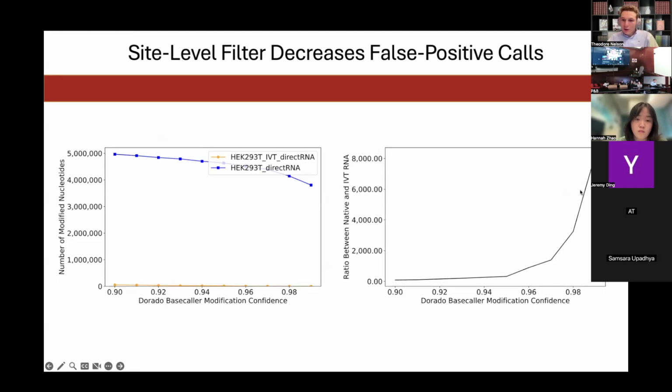And you can see when you graph the ratio, by the time you get to 0.99 you're just under 4 million, but you've got 8,000-fold enrichment of the number of calls in your native library to your IVT library. And that is to the point where you can actually start to look at lower stoichiometry sites and variances and assign them any particular meaning.